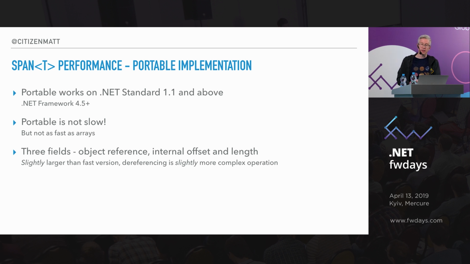And the way it's implemented is that you have three fields. You have a reference to the original block of memory. You have an offset within there, and then a length. And that will tell you then the slice of the data that you're working with. This portable implementation is slightly larger than the fast version, and so dereferencing, getting your data out of it is slightly more complex, but it's just a really small overhead.